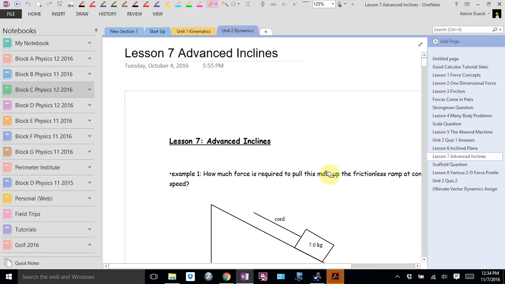Next week, you'll also get a take-home quiz. Your test is not going to be next week. It's going to be the week after on forces, okay?